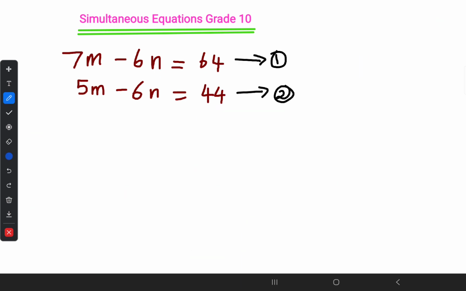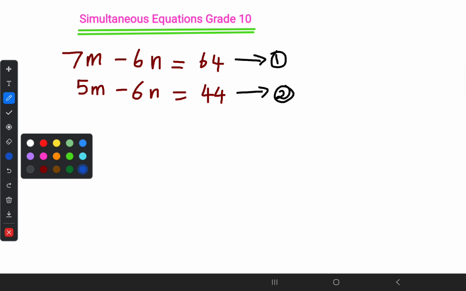This is our second example. Okay, let's have a look into it. Look at the coefficients. The coefficients of n are the same. So we have to operate with n. We are going to terminate the n to find the m. So let's check whether we need to add these two equations or subtract these two equations. That is the major concerning factor.